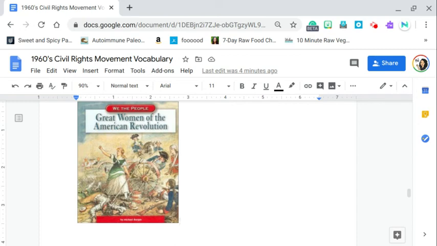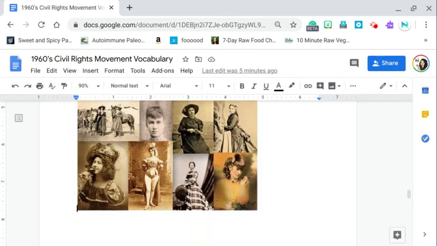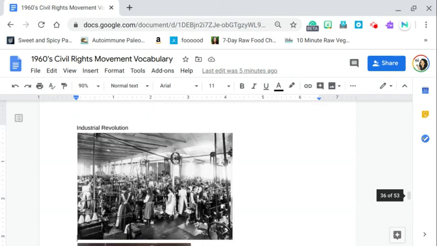You have Betsy Ross make the American flag. You have women fighting with the soldiers. Then you have U.S. expansion, and keep in mind that on the West Coast there were not many females, so the few females that were there had a lot of power because they were important, because there were very few of them.